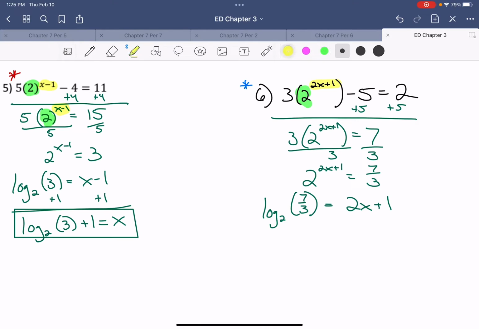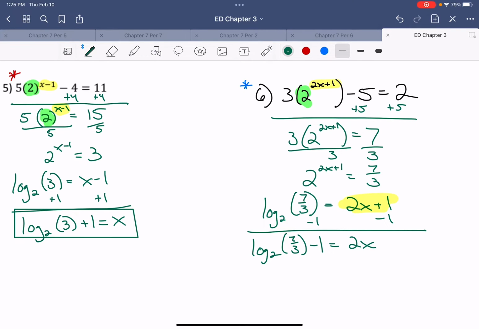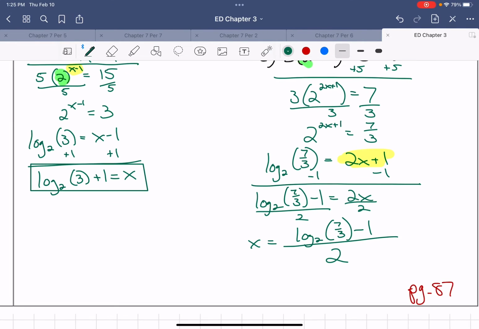So notice this time our exponent is a lot more complicated. Well, actually, it's just one more step. So I'm going to have to do 2 things to get x alone. Minus the 1 first, just like you would always. And then to finish getting x alone, you have to divide by 2. So x is going to equal, you can't actually do any of that, so you just write it out. Log base 2 of 7/3 minus 1 all divided by 2. And that's the answer. So this is going to go on page 87 of your notebook.